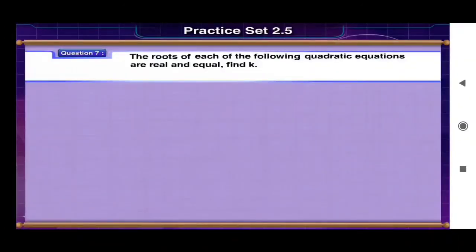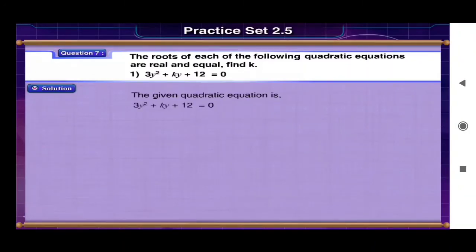Find k. 1. 3y square plus ky plus 12 is equal to 0. Solution. The given quadratic equation is 3y square plus ky plus 12 is equal to 0. On comparing with ax square plus bx plus c, we get a is equal to 3, b is equal to k, c is equal to 12.